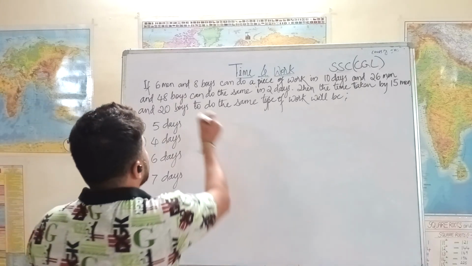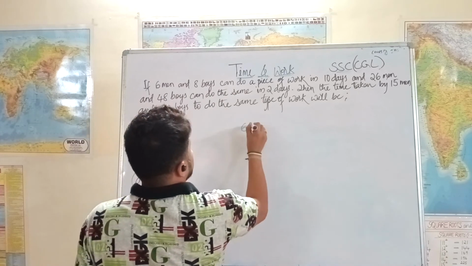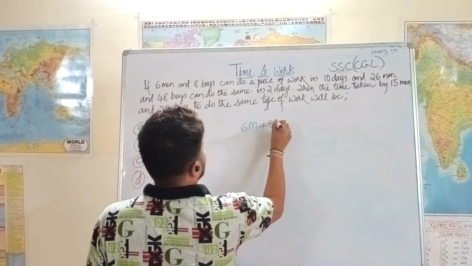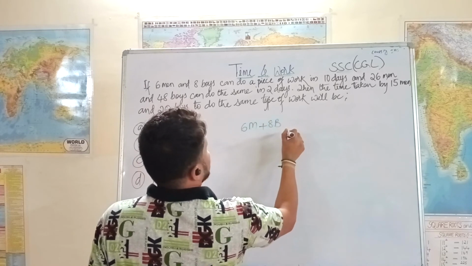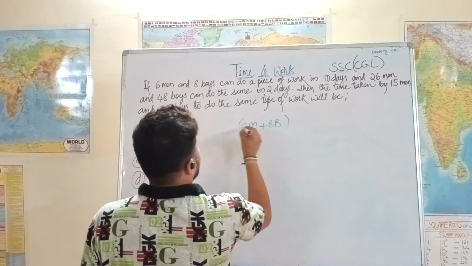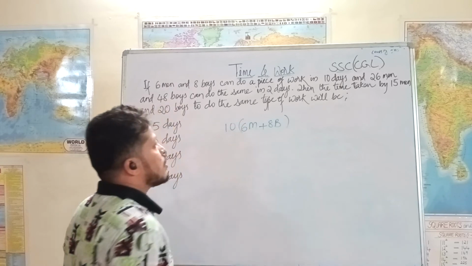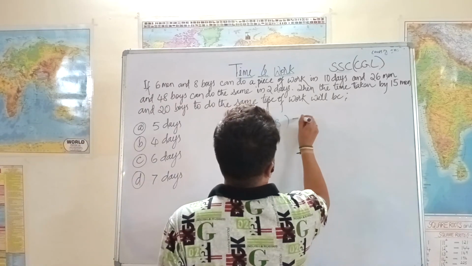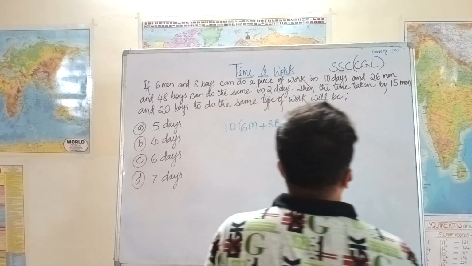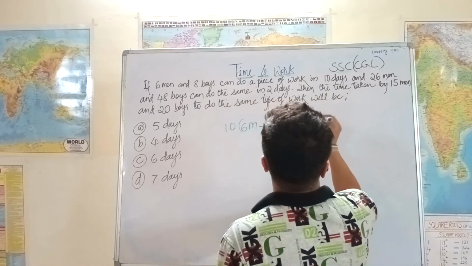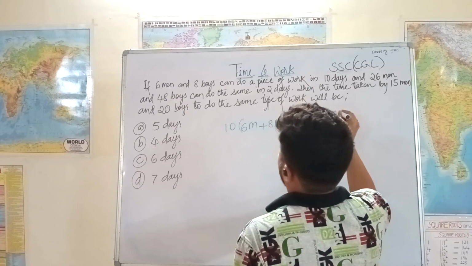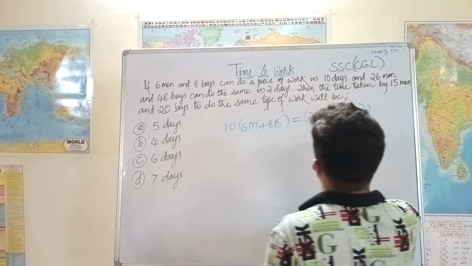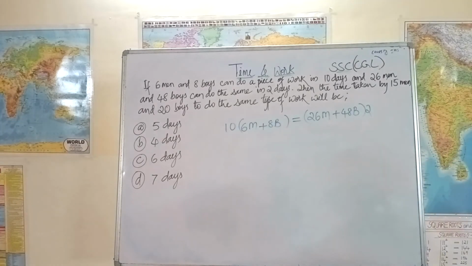Okay, 6 men, let's take 6M. 6 men and 8 boys together work for 10 days to complete a job, and 26 men and 48 boys work together for 2 days to complete the same job, right?